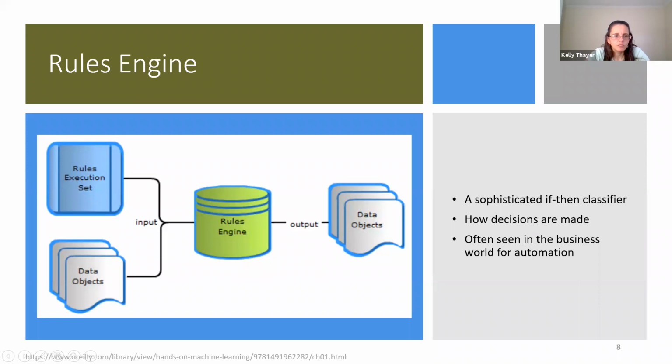So a rules engine, what is this? This is a sophisticated if-then classifier. This is how decisions are made and is often seen in the business world for automation. So we may have some rules that determine how something will be executed and some data objects. These will be the input for a rules engine, which will have those if classifiers. And then the data that's being classified will pass through those rules, and output will come out on the other side, which classifies the objects into various sets.